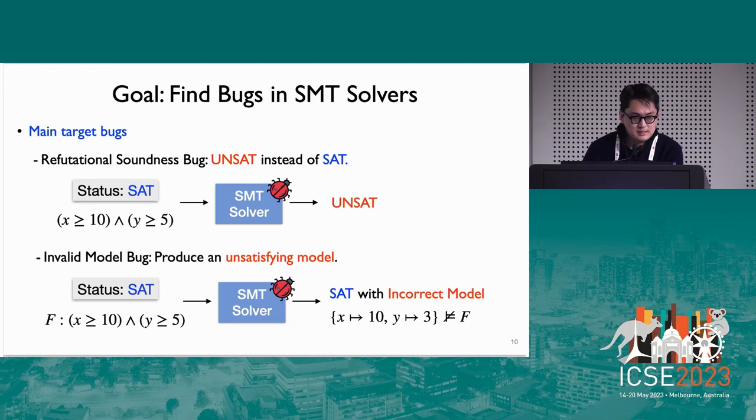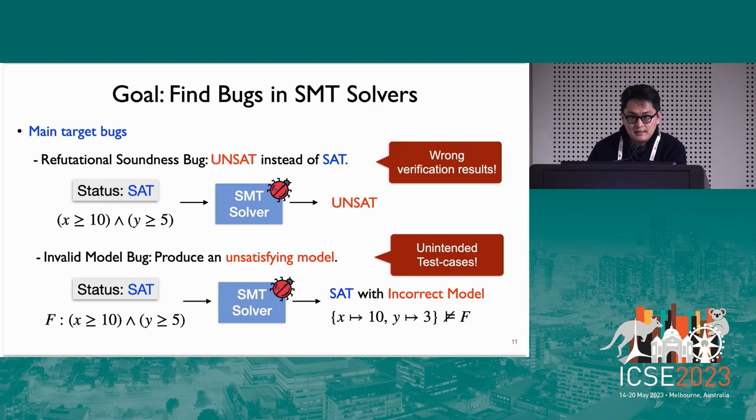Specifically, we focus on two types of bugs, refutational soundness bugs and invalid model bugs. A refutational soundness bug is caused when the solver incorrectly returns a sat formula as unsat. Meanwhile, an invalid model bug is when the solver produces an unsatisfying model. These bugs are critical in the sense that each bug can lead SMT solvers to output wrong verification results in program verification and unintended test cases in symbolic execution.